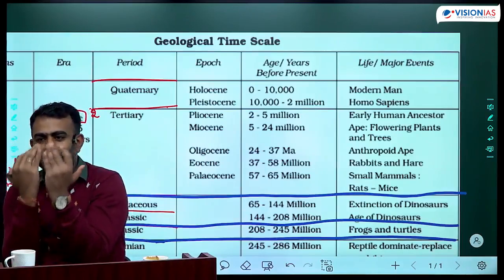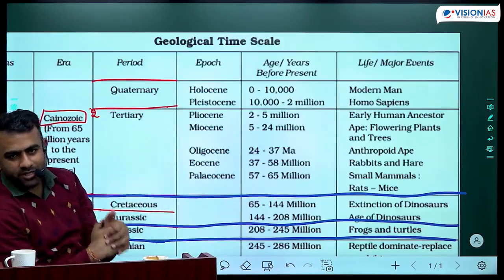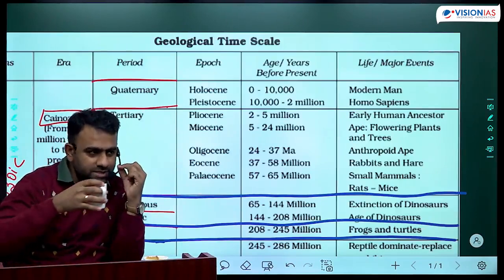The convergence creates the fold mountains. Most of the fold mountains were created during the time of tertiary. Therefore, they are also called tertiary mountains, the Alpine mountains.